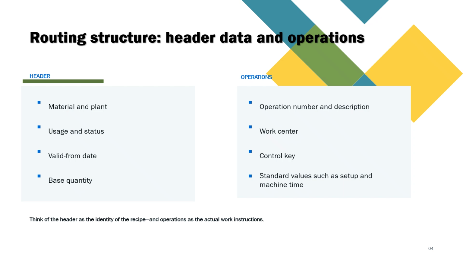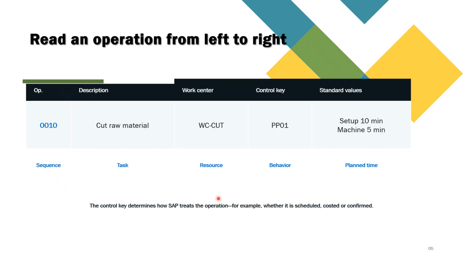In the operations, we have the operation number, control key, and standard values such as setup and machining. These are vital things to be entered as input for any operation in routing, or in the operational sequential overview that we already saw in the last slide. You can also think of the header as the identity of the recipe, and the operation as the actual work instructions. Nothing more than that. Read an operation from left to right.